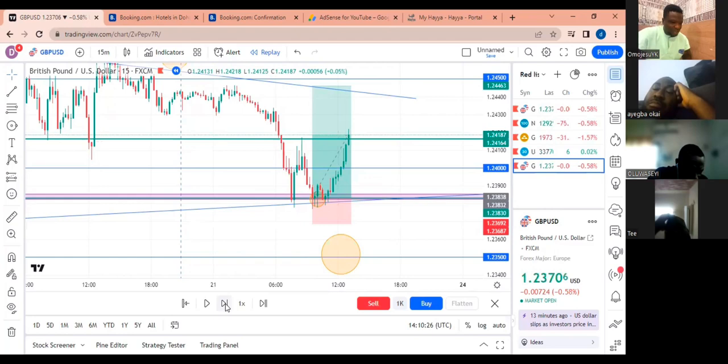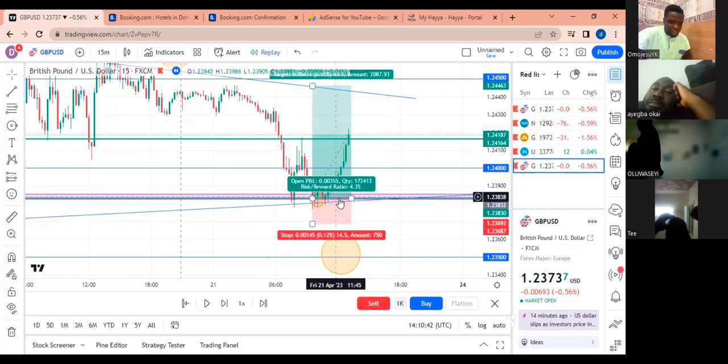Because I'll be expecting a reaction from here. So why do I take this? I have one, two, and I have W here. Yes. Which is, I have three confluences there.